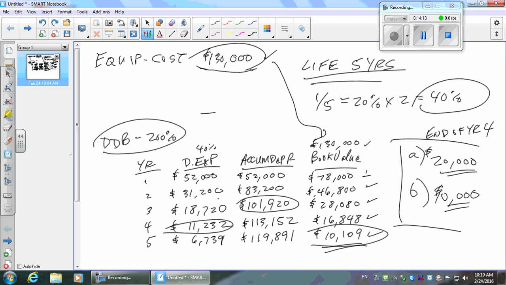End of when, I said? Year 4. So what do you have to get rid of? You've got to get rid of the equipment. For either one of those entries, what would it be? Credit what? Equipment for how much? 130? Yeah. What else do you need to get rid of? Accumulated depreciation. So for either one of those entries, what would you do? Debit what? Accumulated depreciation for how much? 113,152, right guys? Because the book value is that 16, which is what you really got rid of. Everybody agree with that?